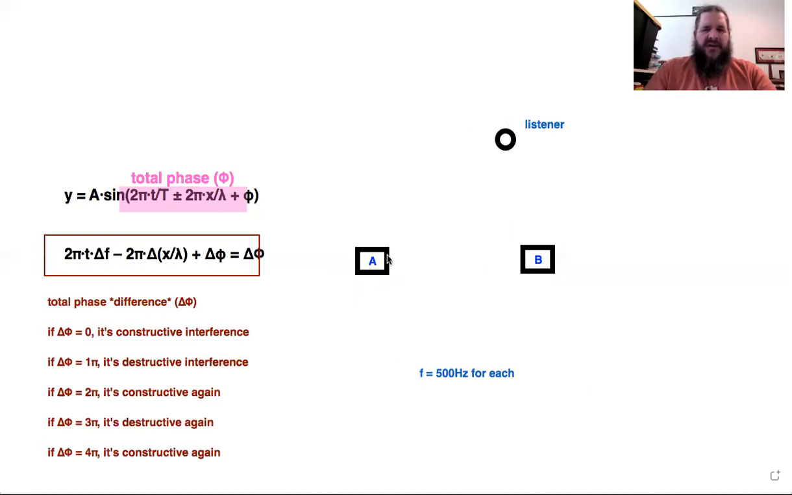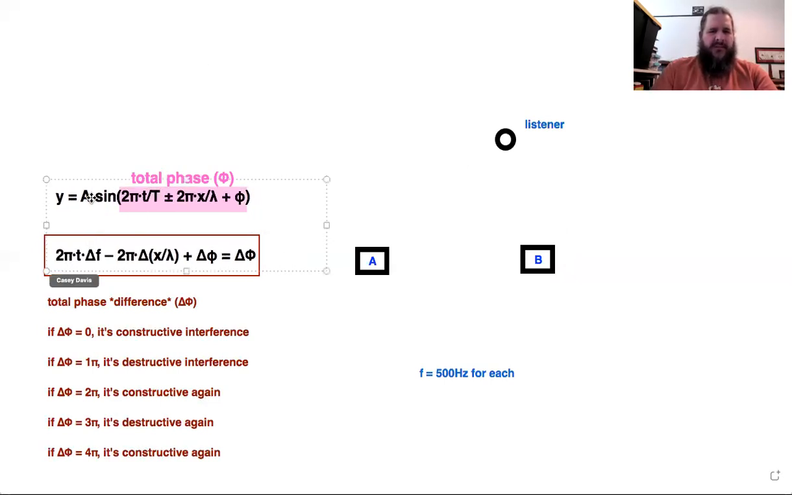If you're standing here listening to both of these, what terms in the total phase equation are going to be important? Is there anything we know is not going to be different when we compare the two waves? Versus, is there anything that we know is going to be different? What's probably the most important difference between a wave from A that you hear and a wave from B that you hear?